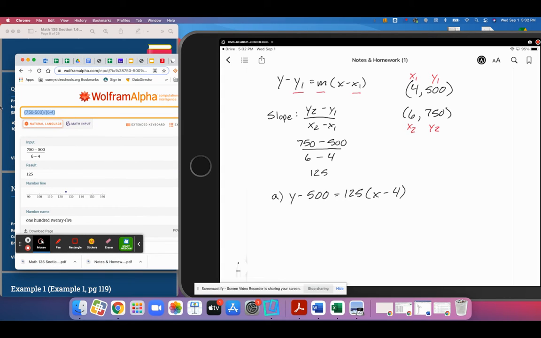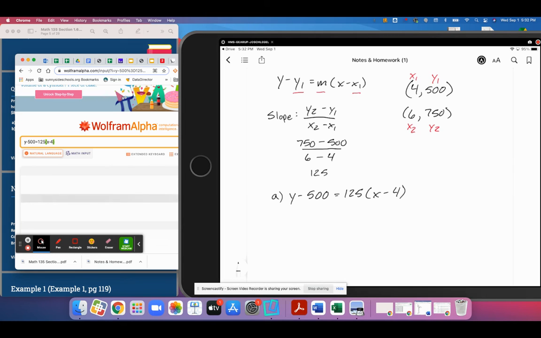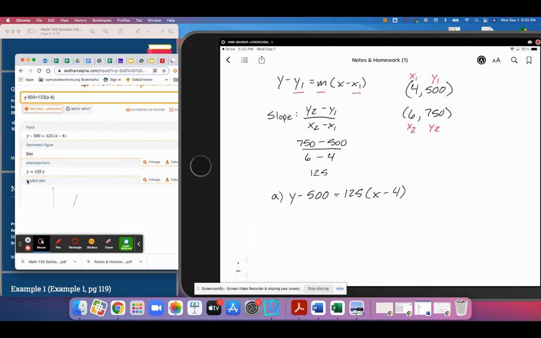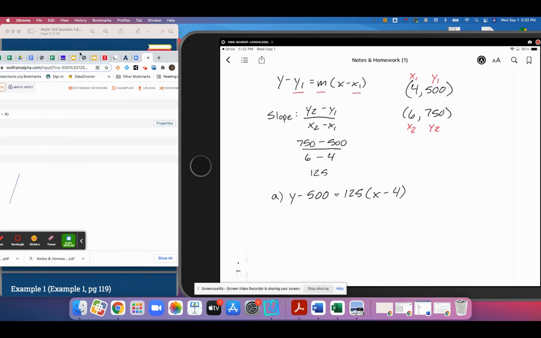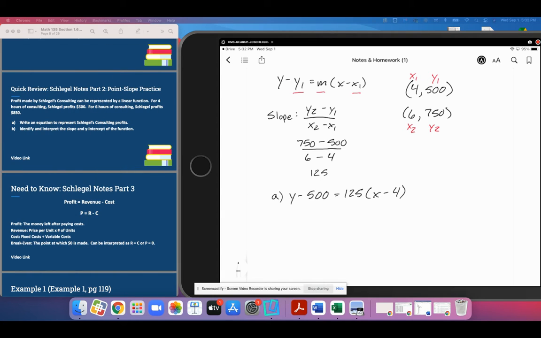So let's bring Wolfram back and put this in, and one of the alternate forms that Wolfram gives us will be slope-intercept form, and will be very easy to use. Okay, so alternate forms, we have y equals 125x. So for B, again, both of these equations are equivalent. They mean the same thing. They would produce the same value if we put numbers into them. It's just a different form of the same thing. So we get y equals 125x.